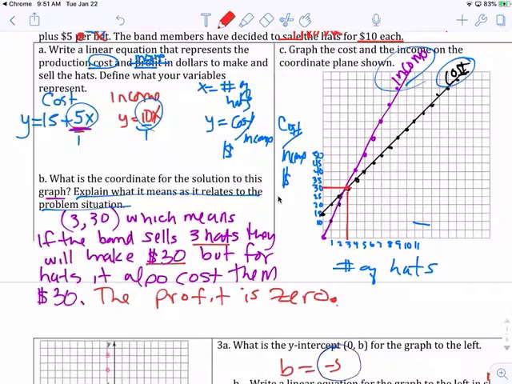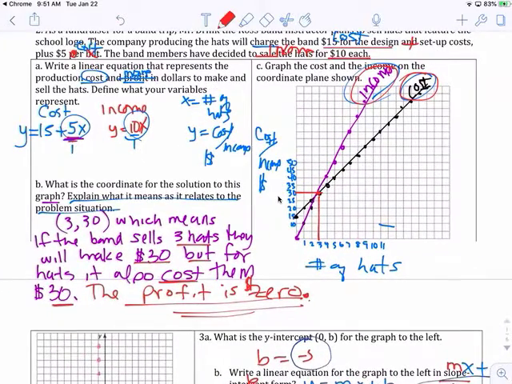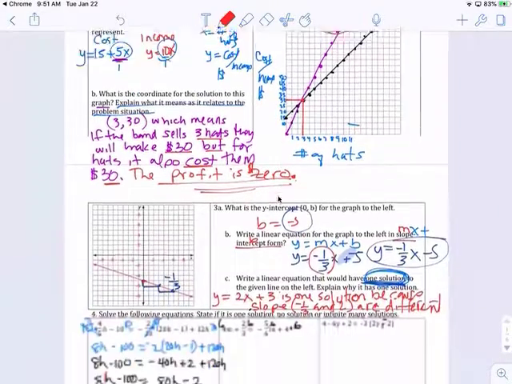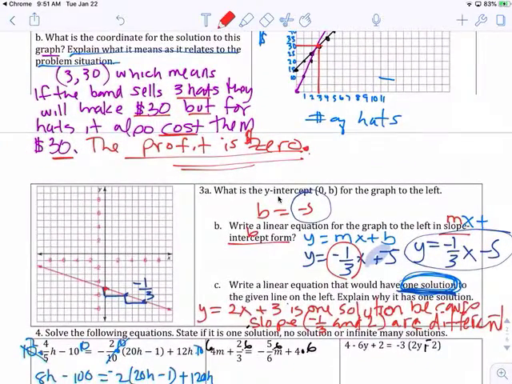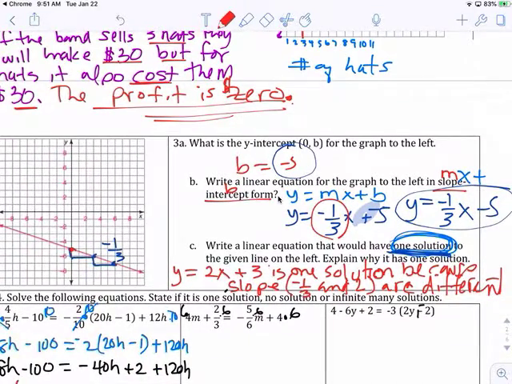Okay, that's the income line. But also explain that cost line. It also costs them $30 for those 3 hats. So basically your profit is $0. Make sure you explain that you're making really nothing, because if it costs you $30 and you collect $30, you get nothing. And then I did this one, why it's one solution, explain.